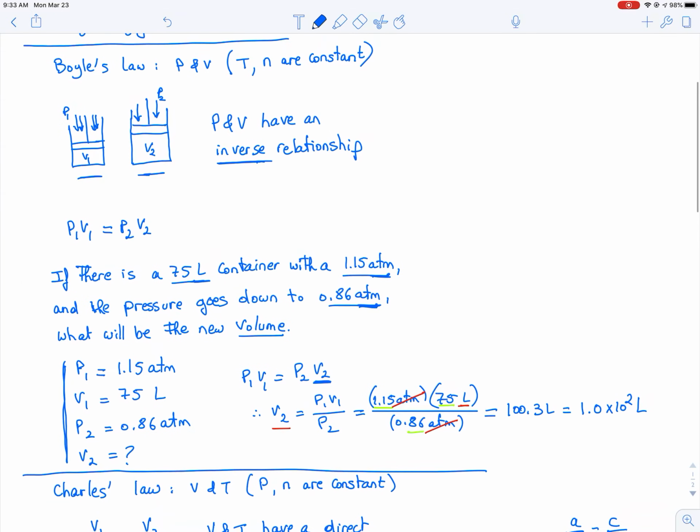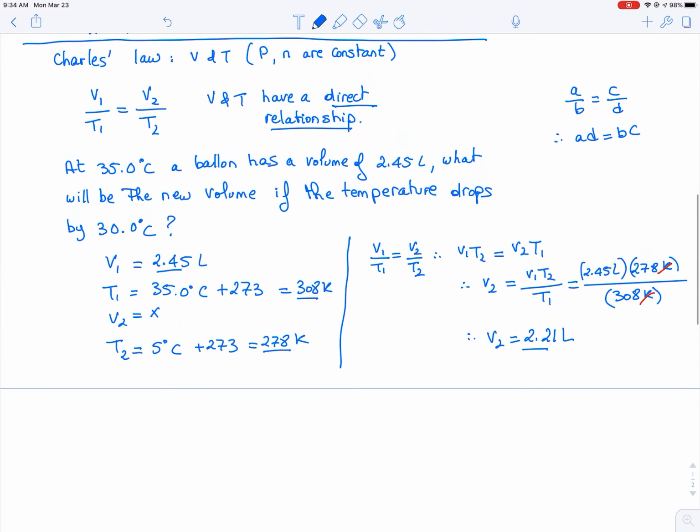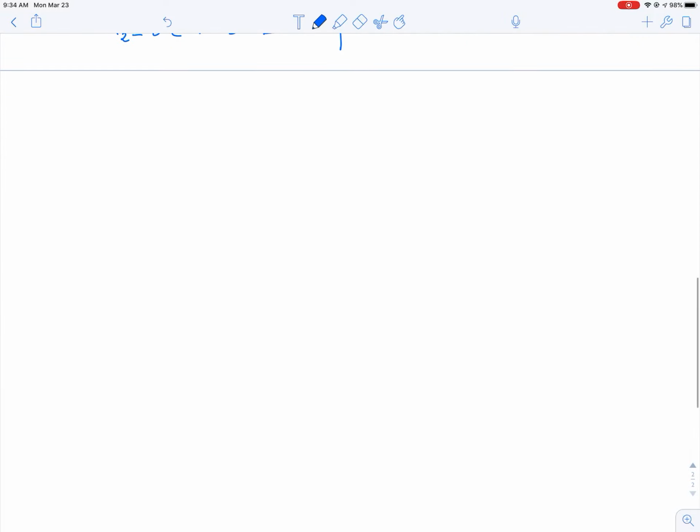Let's double check that with Boyle's law. We haven't had the chance to do it. So you look here, between pressure and volume, it's an inverse relationship. So let's look at this. I had a pressure that went from 1.15 to 0.86, so the pressure went down. So the volume should go up. Did it go up? Yes, it went from 75 liters to 100 liters. So you know when you check these little tricks that you're on the right track.